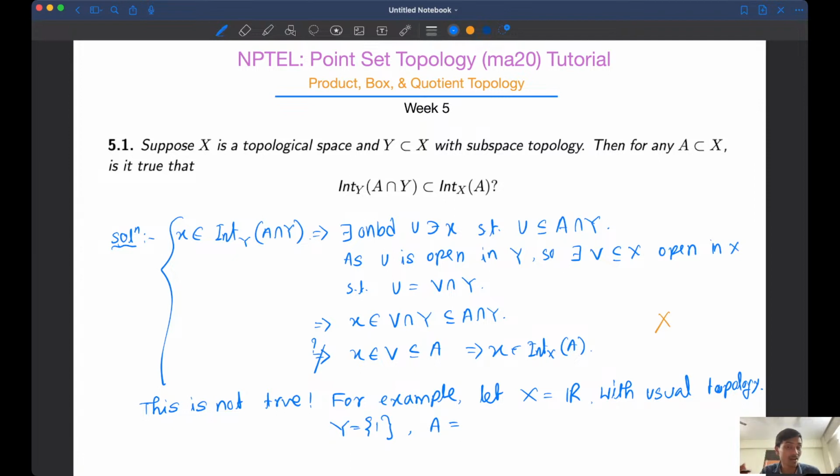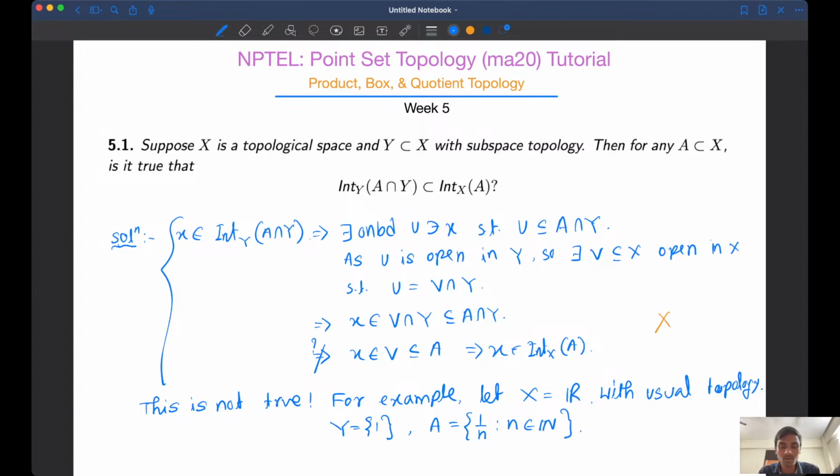One immediate observation: if A were open in X, then A intersection Y is already open by the subspace topology definition. So if A were open, then A intersection Y is also open, so its interior is all of A intersection Y, and A intersection Y is always contained in A. Because A is open, the interior of A inside X is also A. So in that case, A intersection Y is already contained in A. So I should not consider any open set for my choice of A to produce the counterexample, because for open A it is already true. That's why I particularly choose a neither open nor closed type set. So particularly take this set {1/n such that n belongs to the natural numbers}.